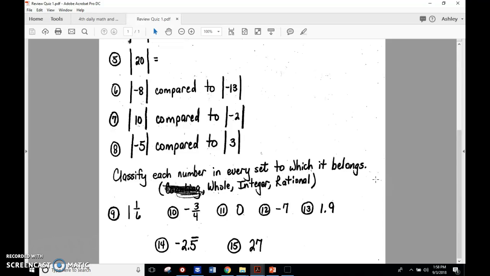Number 13, 1.9. So classify 1.9 in every set to which it belongs.